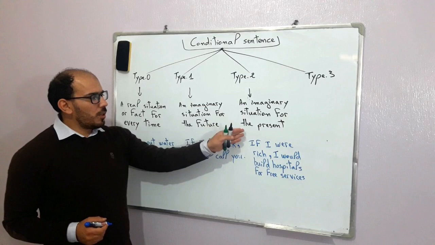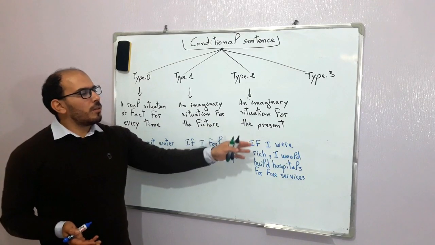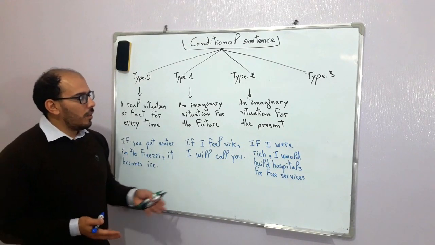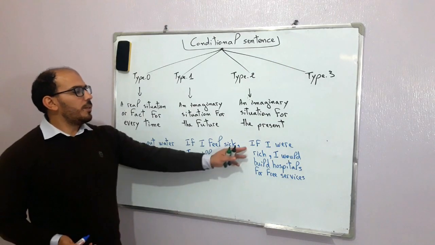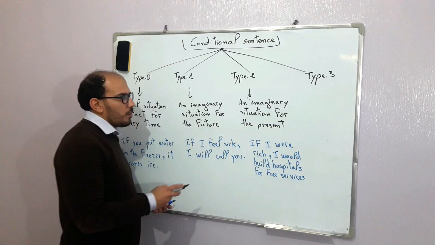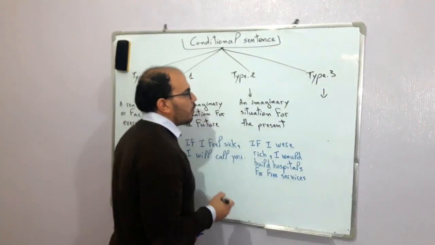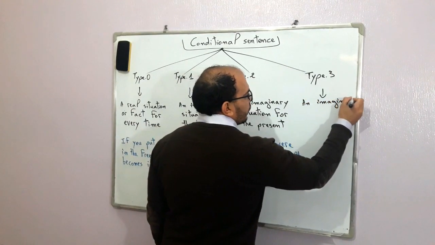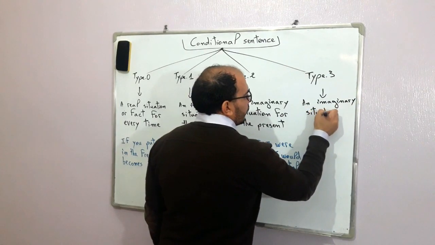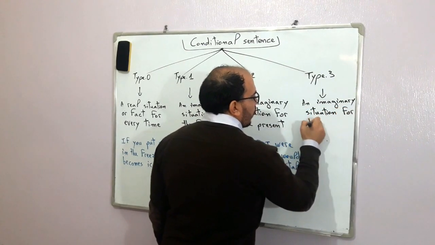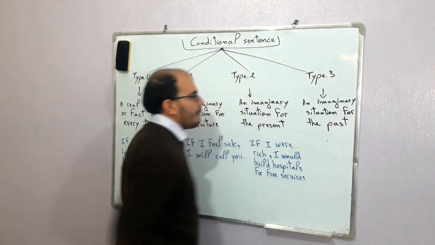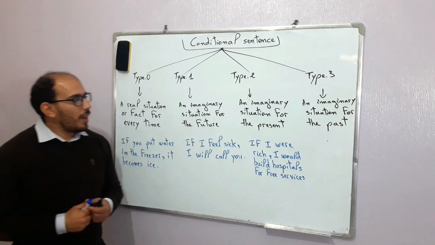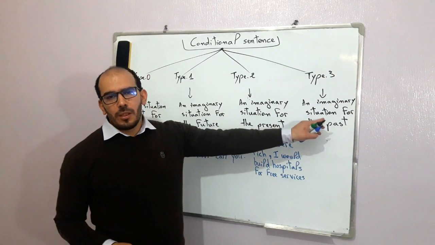So it is an imaginary situation for the present time, and I'm talking about something that is not real, it's just imaginary, and it is contradictory to the present situation. I'm not rich, I'm poor, but if I were rich, I would build hospitals for the poor. Now let's move to type 3. Type 3 is an imaginary situation for the past. In this case, we are talking about past activities or events or actions, and it is an imaginary situation for the past.